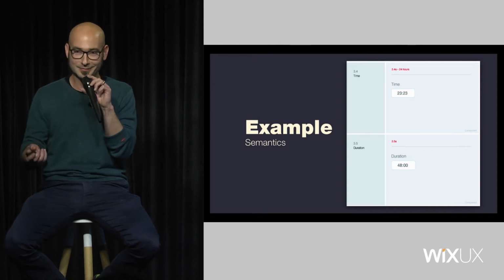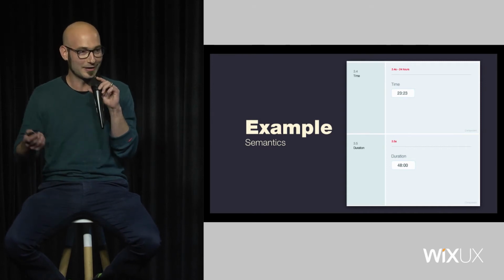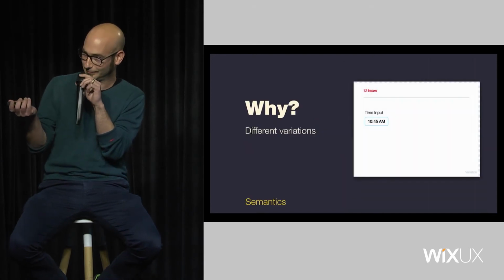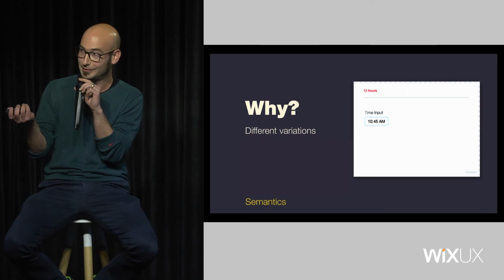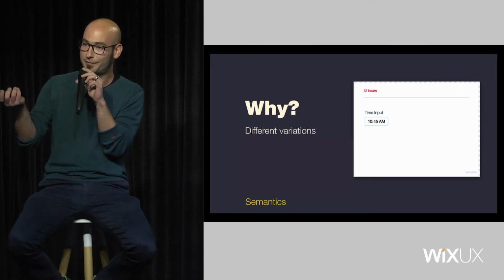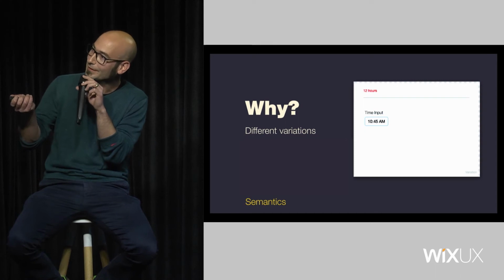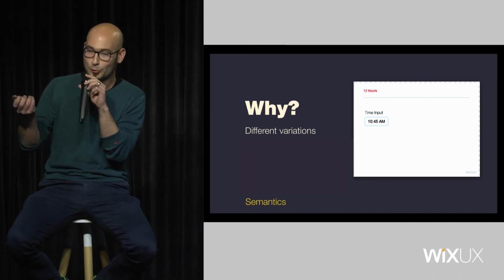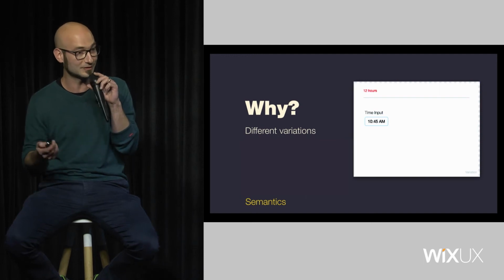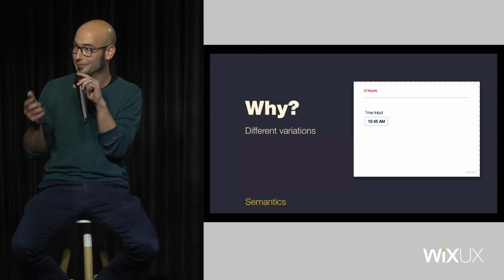But sometimes it seems a little bit petty, right? Like, why are you doing so much? So the real reason is this. Sometimes different stuff has different variations. For example, a different subfamily, like the time input one, has got a 12-hour variation, which the duration input doesn't have. So if you keep to your semantics, it makes it much, much better.